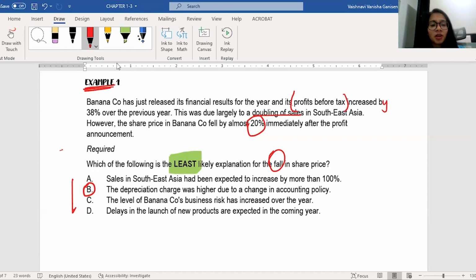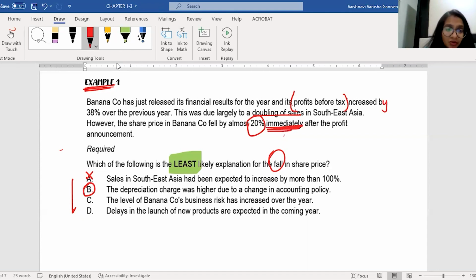So why do you think the share price fell? So the sales in Southeast Asia has been expected to increase by more than 100%. An increase in sale is definitely not the reason why your share price falls. So this is wrong. Okay. The level of Banana Co's business risk has increased over the year. Maybe, but business risk increase should not affect the profit immediately.